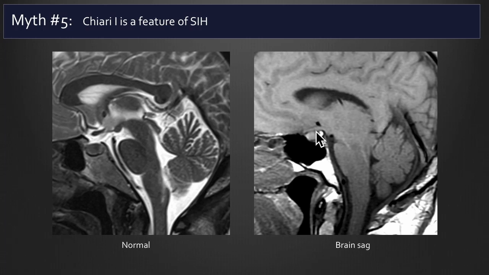In this patient with brain sag, you've completely lost that third ventricular slope. Now the mammillary bodies are down below the back of the sella here, and the mammillopontine distance is very narrowed. So that's a case of brain sag. And brain sag and Chiari 1 are not the same.